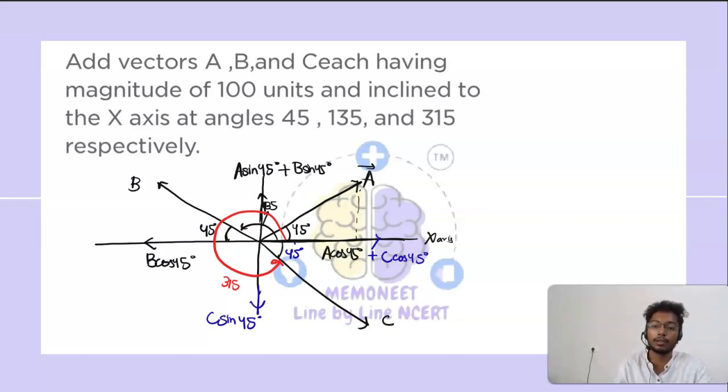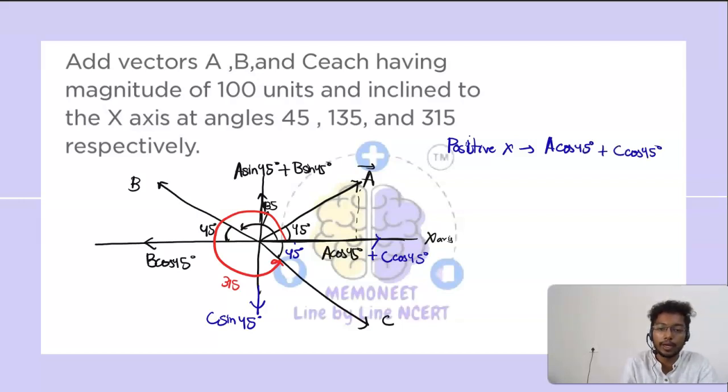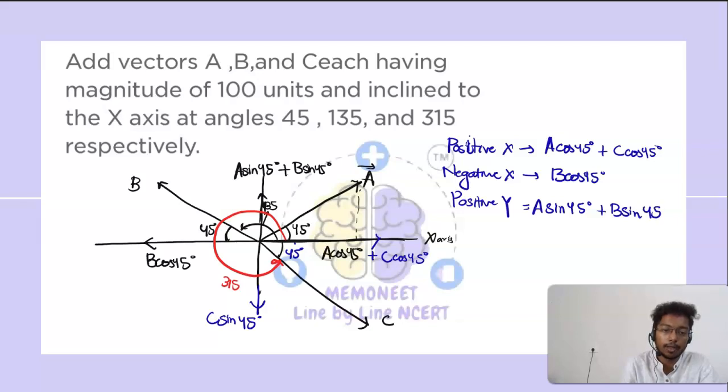So if we find the sum of the vectors here, we have in the positive i cap, okay, positive x direction में क्या क्या है, पॉजिटिव x डायरेक्शन में A cos 45 degree plus C cos 45 degree. In the negative x में क्या है, that is B cos 45 degree. In the positive y axis we have A sin 45 degree plus B sin 45 degree, and in the negative y we have C sin 45 degree.